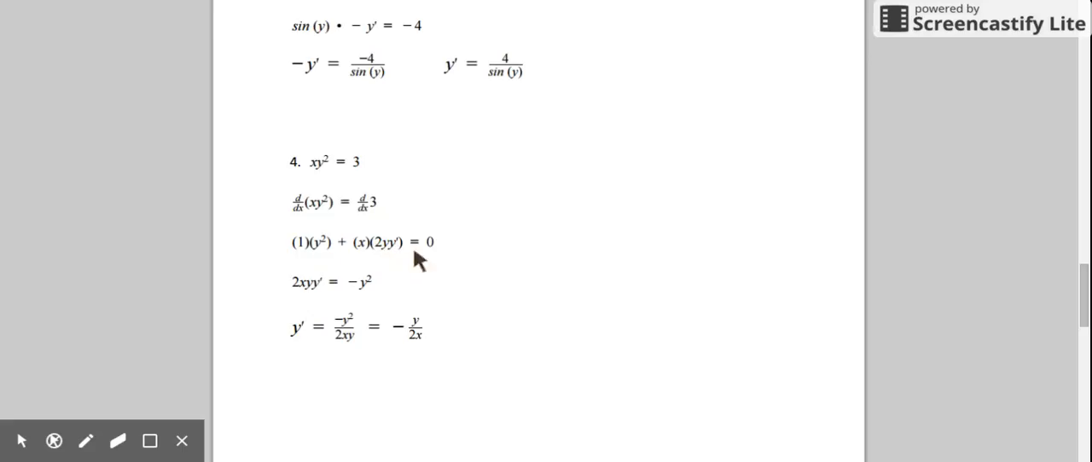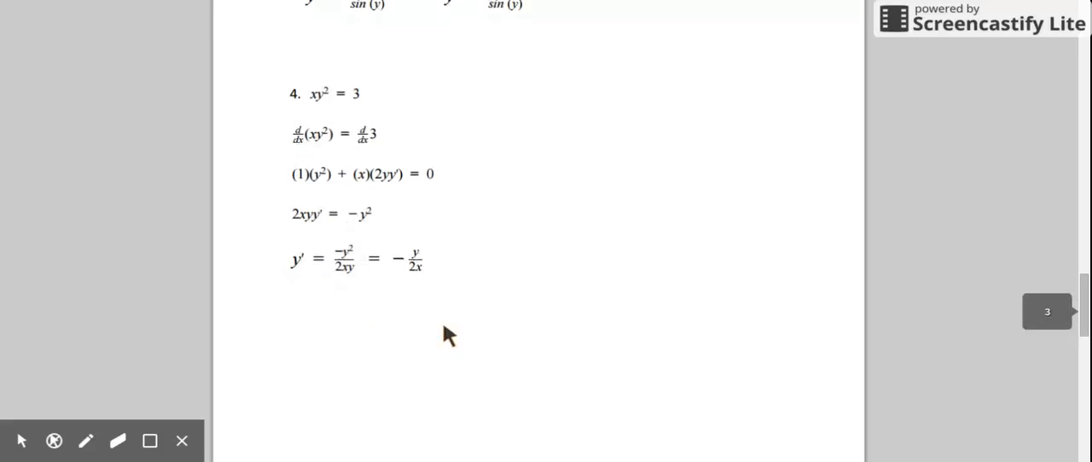So now I want to solve for y prime. I'm going to take that y squared, move that over to the other side, it becomes negative, and then I'm going to divide both sides by 2xy. So the derivative is negative y squared over 2xy, and then I can simplify the y's here and write my simplified derivative, which is negative y divided by 2x.